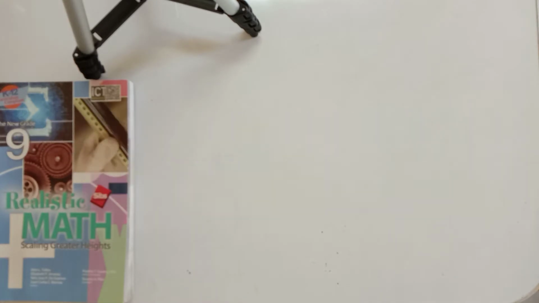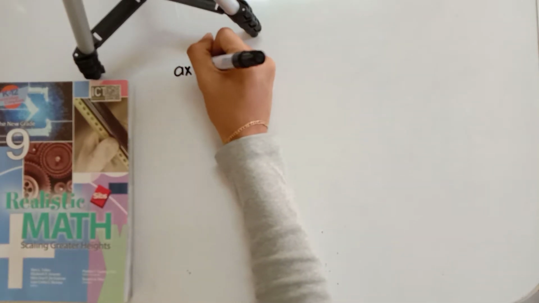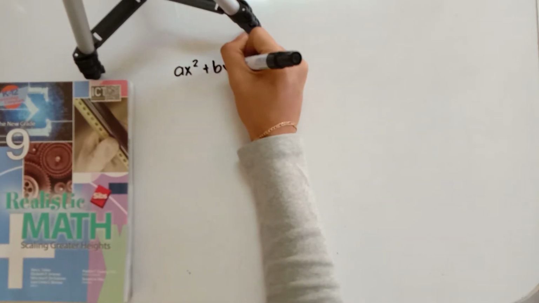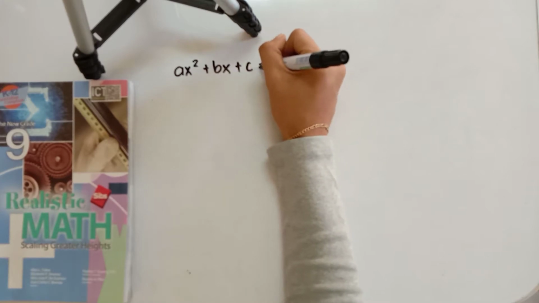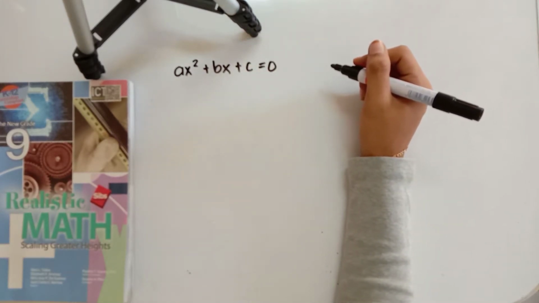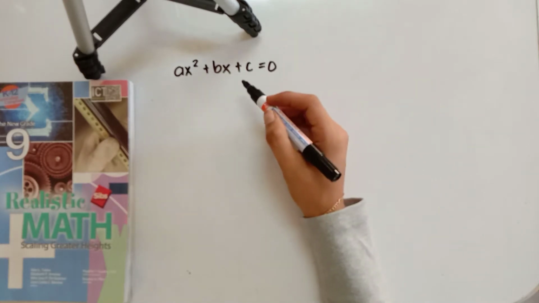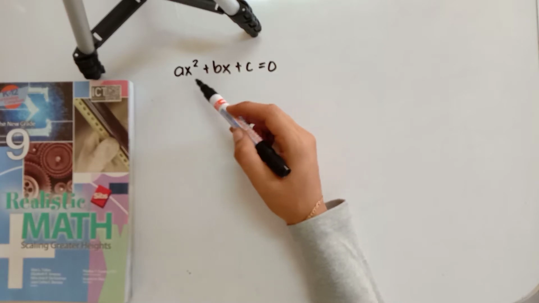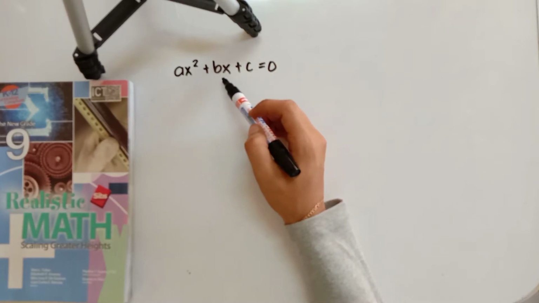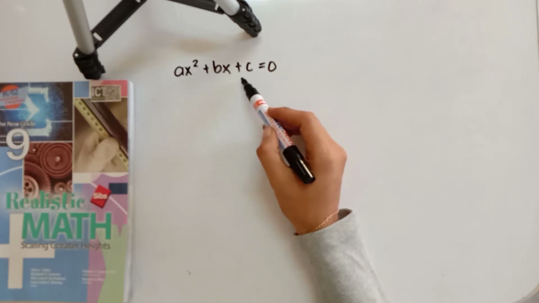But before that, let's recall the general form of a quadratic equation: ax squared plus bx plus c is equal to 0. Once we talk about completing the square, the very first thing to do is to take all the x terms, the quadratic term and the linear term, to the left hand side, and also the constant to the right hand side.